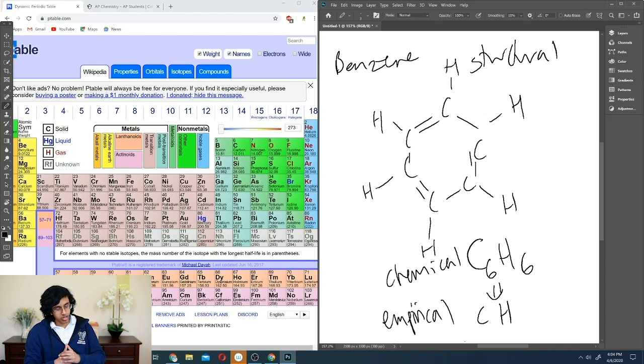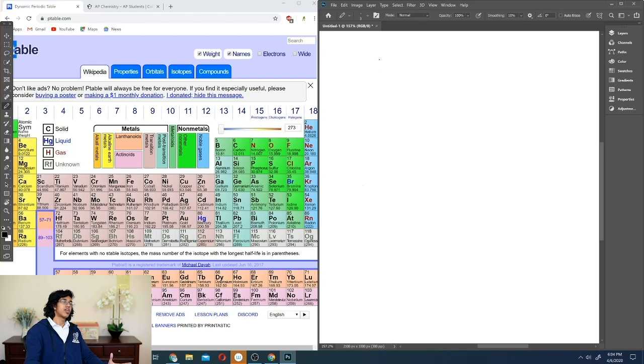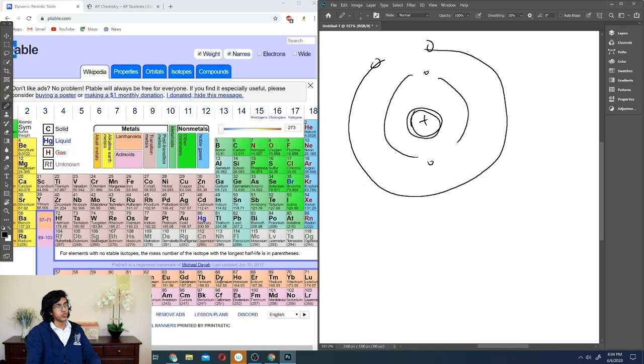Now that we've got that down, we've got to talk about ions. Your atom looks like this. You've got a nice little nucleus that's positively charged. Then you've got a bunch of electrons swirling around like cool kids over here.